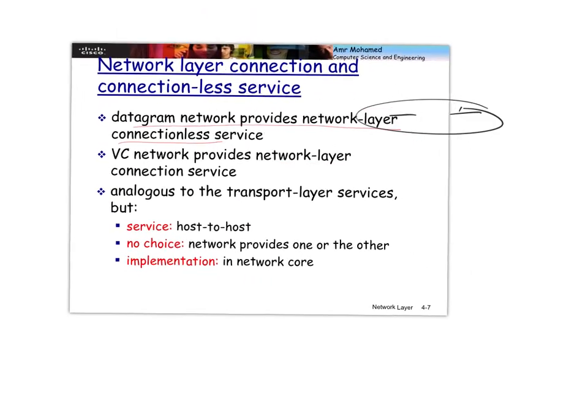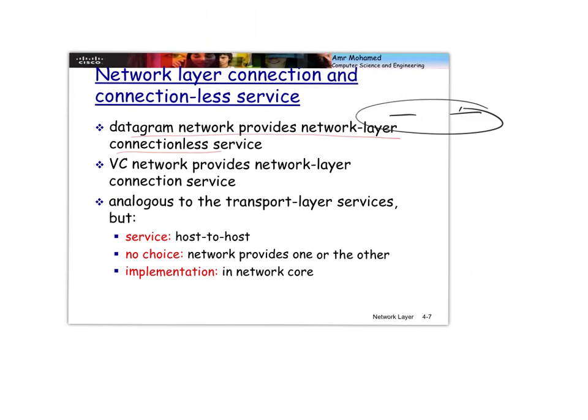So a datagram network provides a network layer connectionless service. We don't have to establish a virtual circuit, which means that we can forward the packet. How does my routing table look when I'm talking about datagram? That's a good question. We're talking about connectionless, so how does the routing table get filled in the first place? There is a routing algorithm or routing protocol that takes care of this.